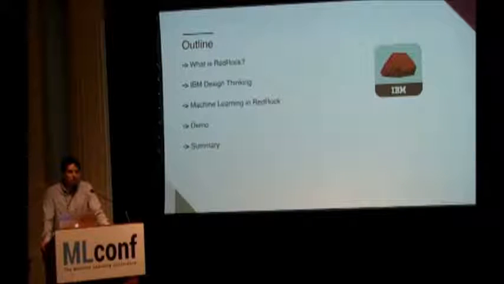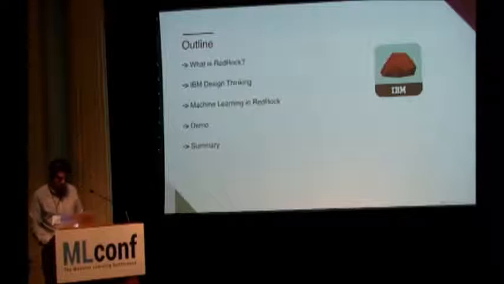My outline is the following. I will start first defining what is RedRock. So it's not the national park that is close to Las Vegas. It's an iPad application. I will talk about the method that we use to work together in a team. We call it IBM Design Thinking. It's a series of activities that help us work faster. Then I will go through the details of the machine learning algorithms used. I will demo the application, and I will end up with a summary.